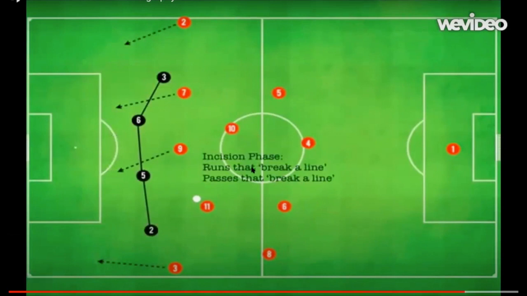Right, so then we're looking for, in the decision phase, runs that break the lines, the runner, and the pass that breaks the line. And I love this little pass in here in between the centre half and the full back and around this guy.